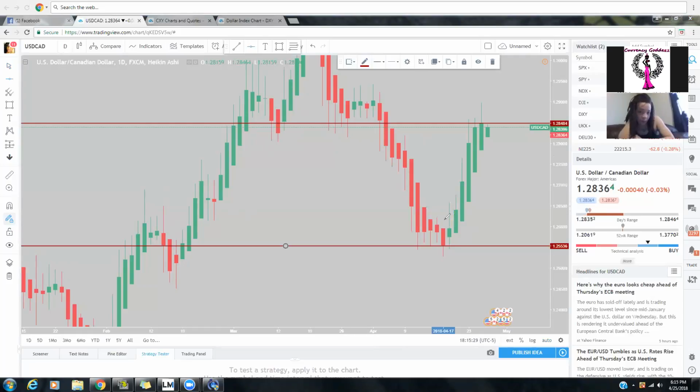I think that's where I was having trouble with the pullbacks, and marking the pullbacks rather than the change in direction. Yeah, so when the trend actually changed.